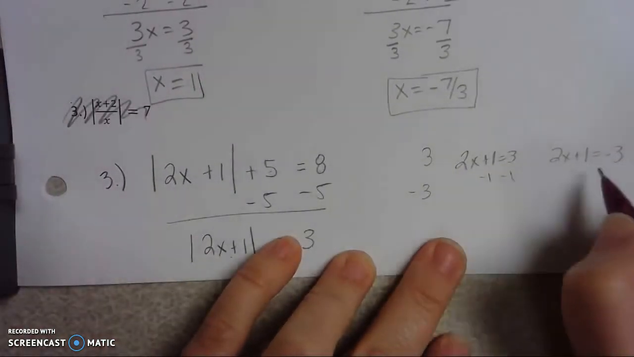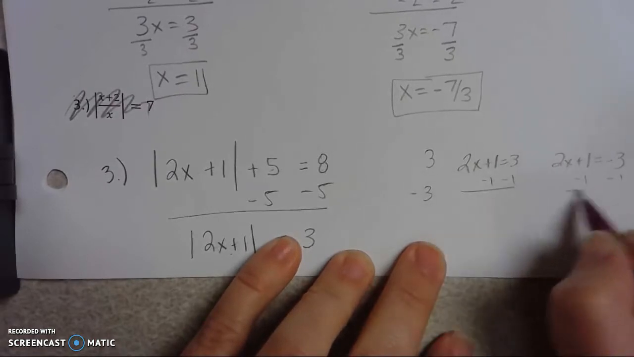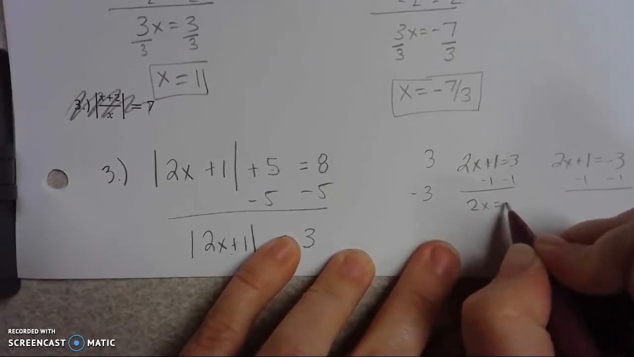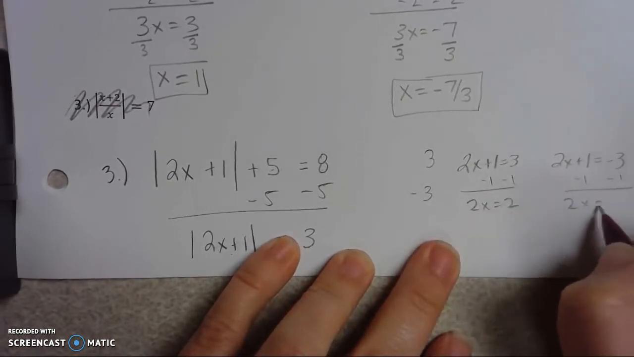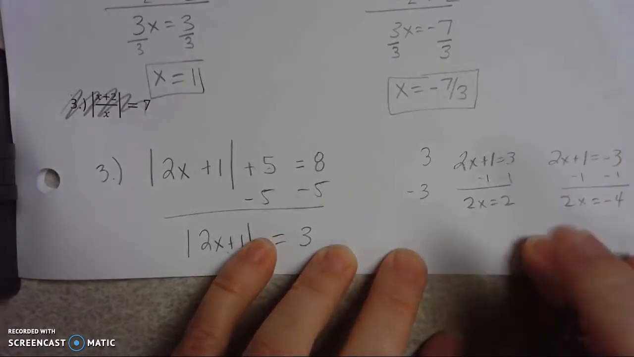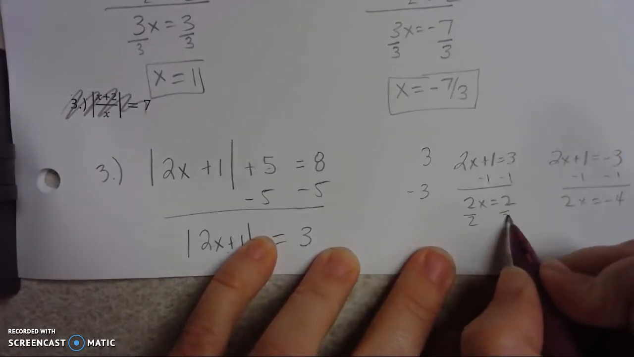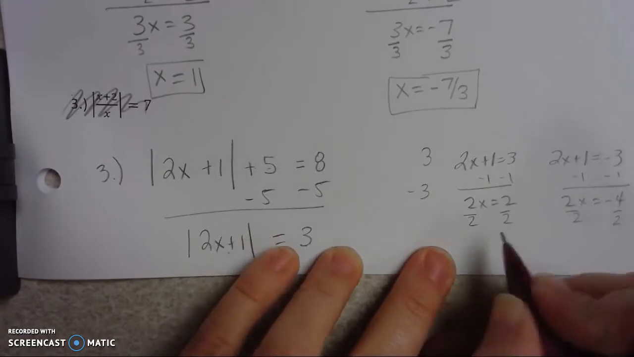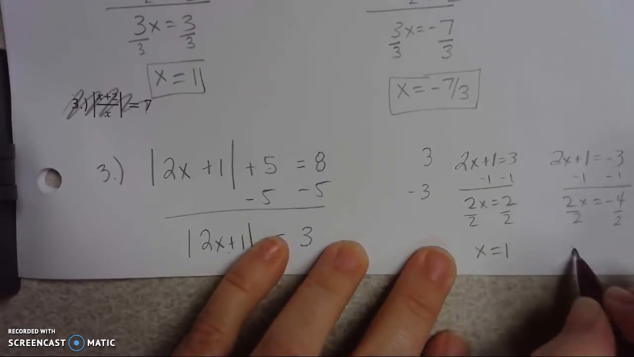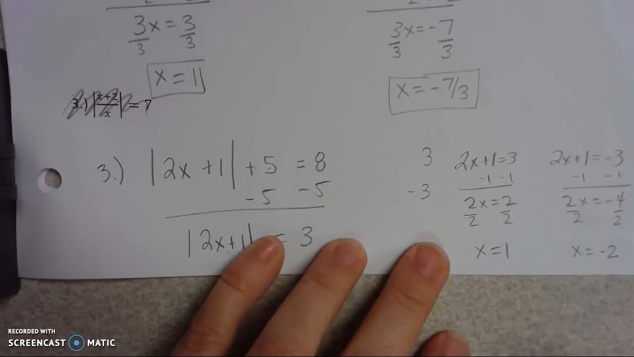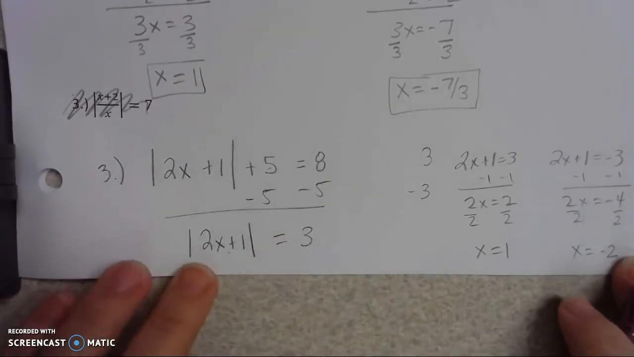On both I'm going to subtract 1, and then on both I'm going to divide by 2. I will find that x equals 1, and x equals negative 2.